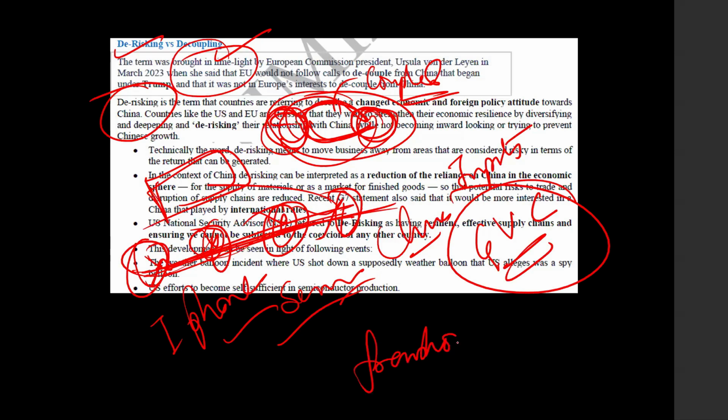Everyone wants to de-risk. De-risk means they want to do friend-shoring. What is friend-shoring? Means they want to establish the value chain in their friend country. Friend country means suppose India and America, they are friends. So this is called friend-shoring. But America and China, they are not friends. They are competitors. US does not want to be dependent on China now. Okay, I hope you know the concept of friend-shoring.